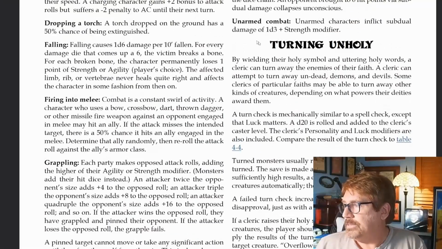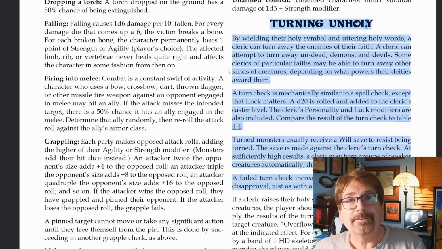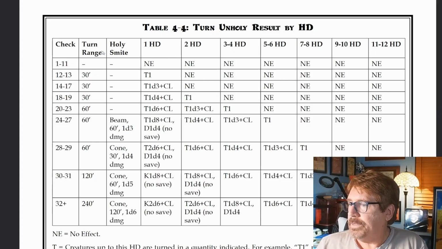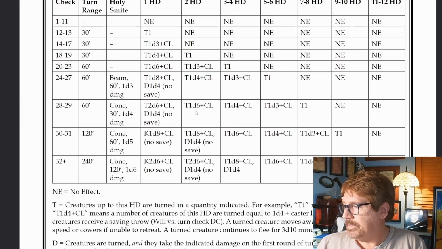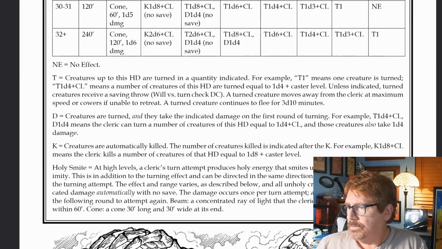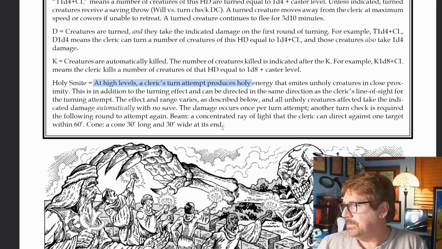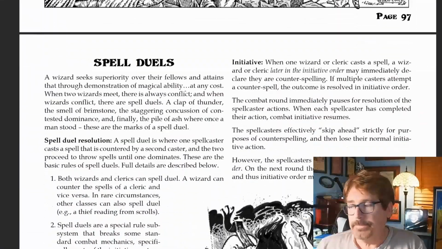Turning unholy. This is something you could do in any campaign if you role play with it, but they got a mechanic for it, so it makes it easier for the dungeon master. Unholy results by hit dice. Cool. Instead of turn undead, you can command undead, I'm sure, or destroy undead. Creature indicated T, turned, and automatically killed. K. Holy Smite. So it's got some cool extra effects there to make the game more fun.